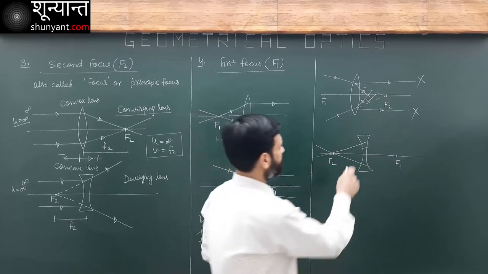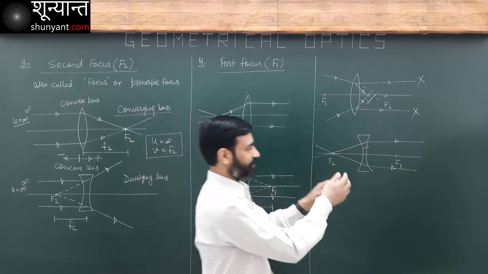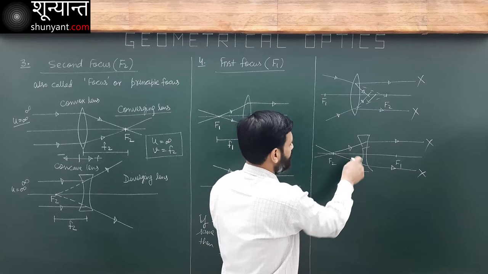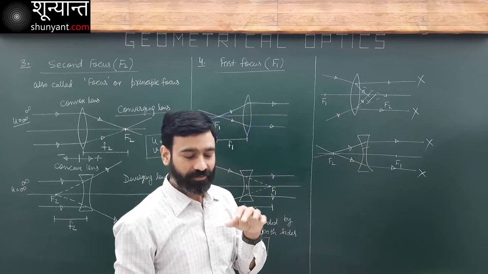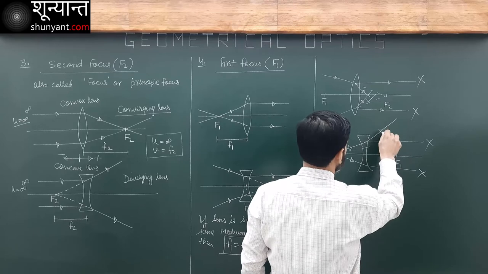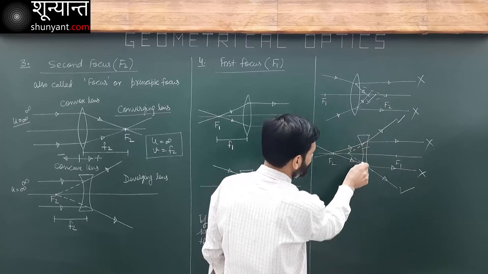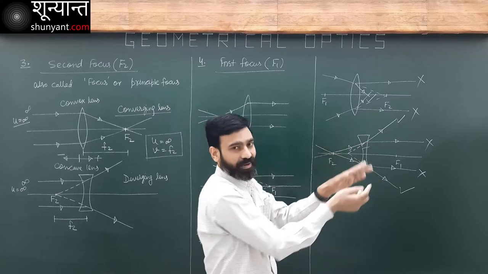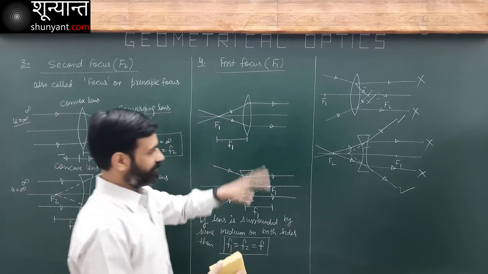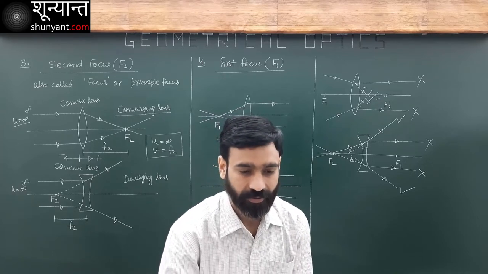This is a diverging lens. After passing through the lens, are they going to become parallel? No, so this is not correct. After passing through the lens, this is a diverging beam. A diverging beam, after passing through a diverging lens, becomes even more divergent. So this is what is going to happen. This is correct. It was already a diverging beam, and after passing through a diverging lens, it becomes further diverged. So look at these ray diagrams and remember them. Very, very important that you remember them clearly.